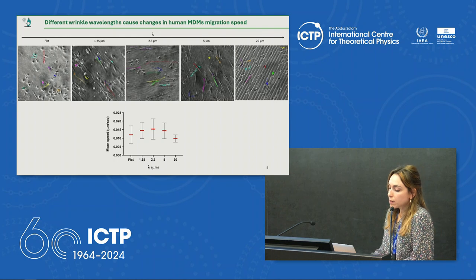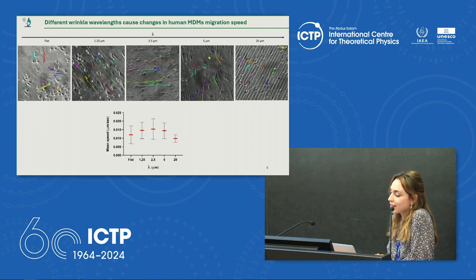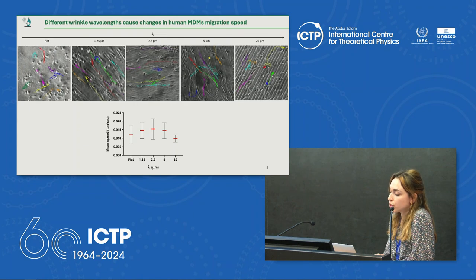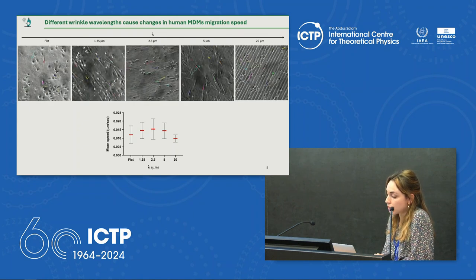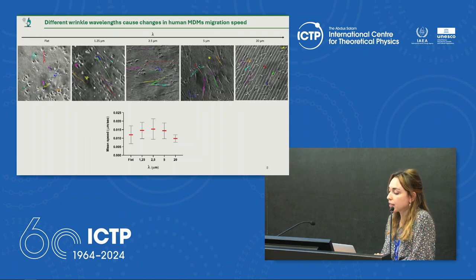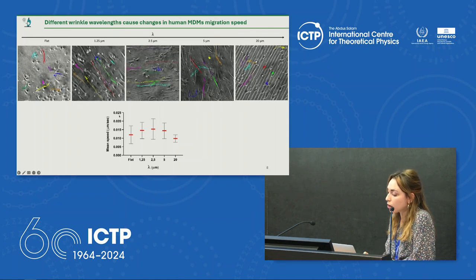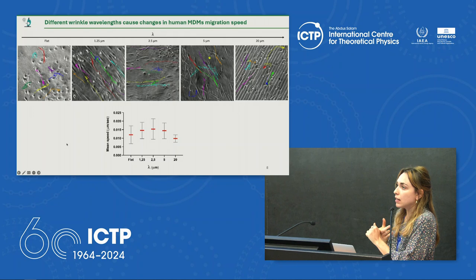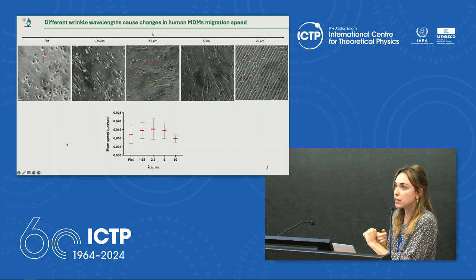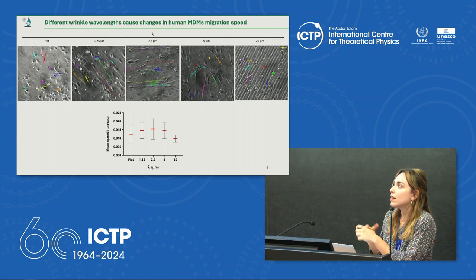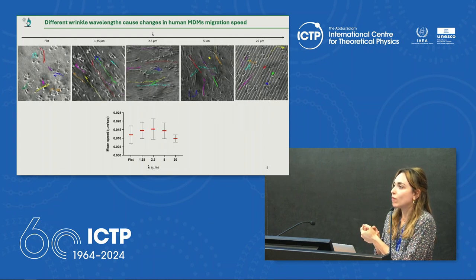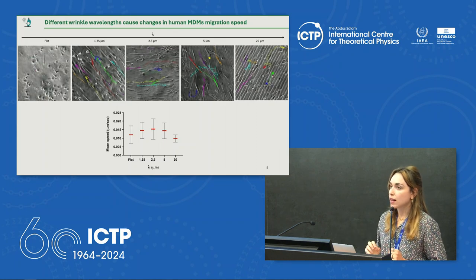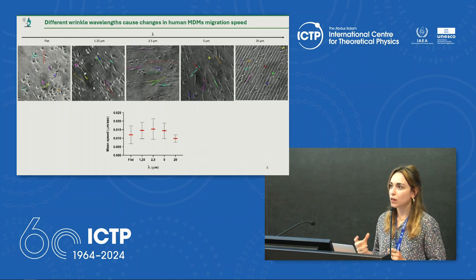And then I moved on, again, to tracking the movement of macrophages on these different surfaces. And I found that, again, for this lambda critical of 2.5, there is maximum viability, but also maximum speed. So it seems that there is a lambda for which cells can move super fast compared to other cells.